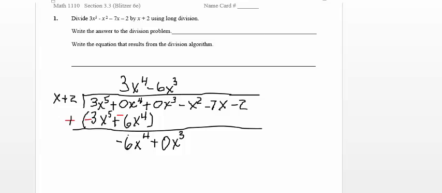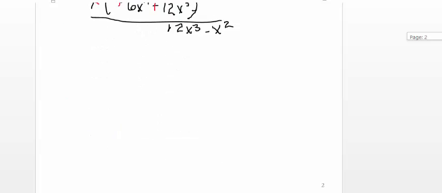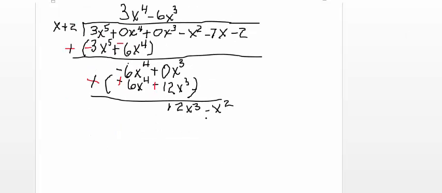X goes into negative 6x to the 4th, negative 6x cubed times x is negative 6x to the 4th, negative 6x cubed times 2 is negative 12x cubed, and I'm subtracting. I can change that to an addition if I change the signs of what I was subtracting to their opposites, and now I can add. So I get 12x cubed. I bring down the next term, negative x squared, and I repeat the process.